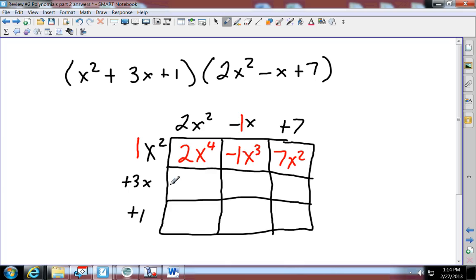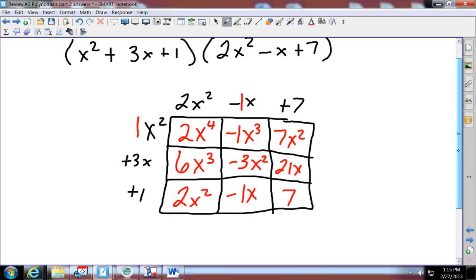Right here, 3 times 2 is 6. How many x's are there? 3, so it's x to the 3rd. It is cubed. X to the 3rd is cubed. 3 times negative 1, negative 3. X times x, x squared. 3x times 7, 21x. Right here, 1 times 2x squared, 2x squared. 1 times negative 1x, negative x. 1 times 7, 7. Okay, now I filled in all these spots.